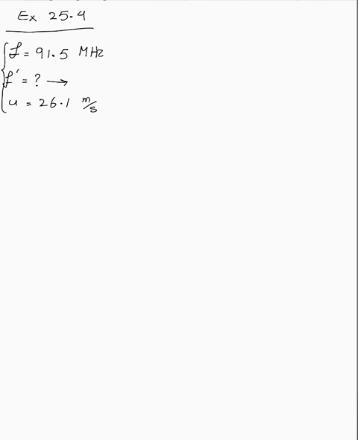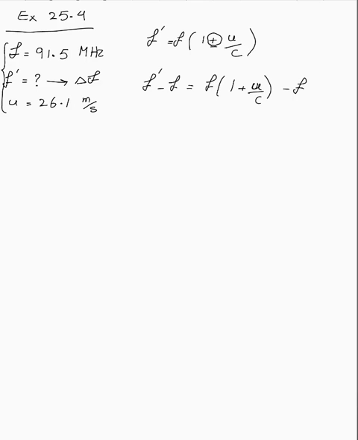Now let's apply the equation that we had for the Doppler effect. The sign that we should choose here is the plus sign because the car is approaching the source. Because we are looking for the change in frequency, I can write this equation in this form: f' minus f, the change in frequency, is f times the relative speed divided by the speed of light.